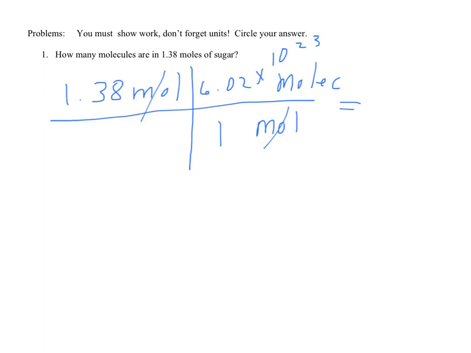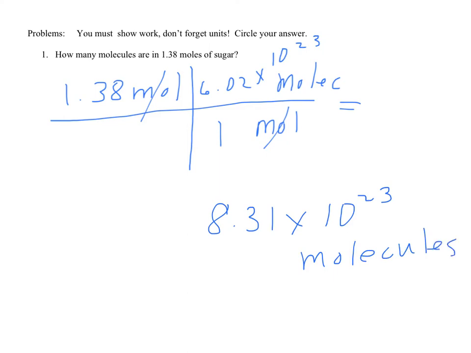So you're going to take your calculator. You're going to do 1.38 times 6.02, hit your EE key, 23 equals. And I got 8.31 times 10 to the 23rd molecules. By the way, molecules is MOLEC abbreviated, and moles is MOL. Okay, I think that's all for this one. If you have any questions, let me know, and go on now to the next one.